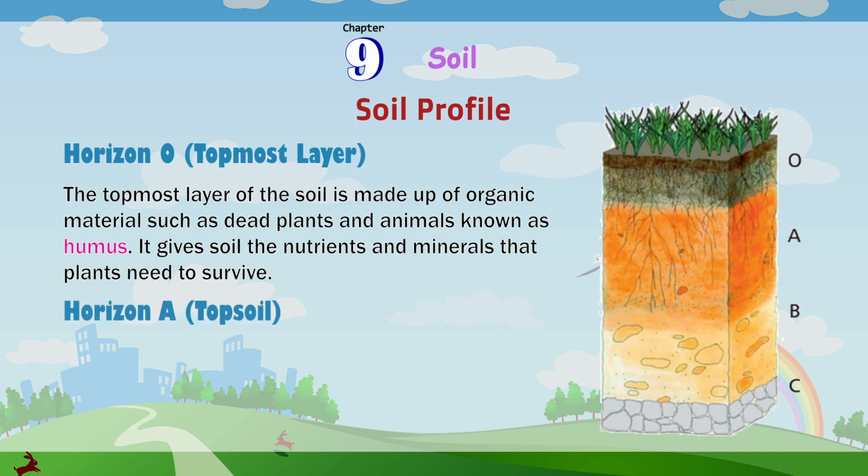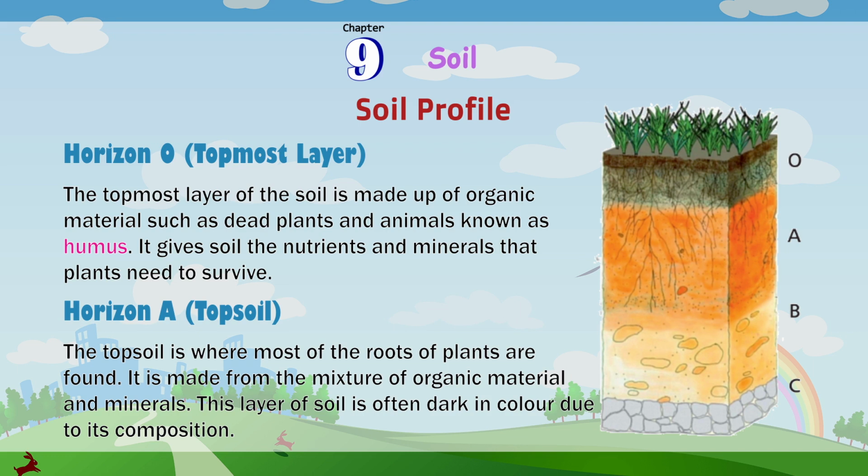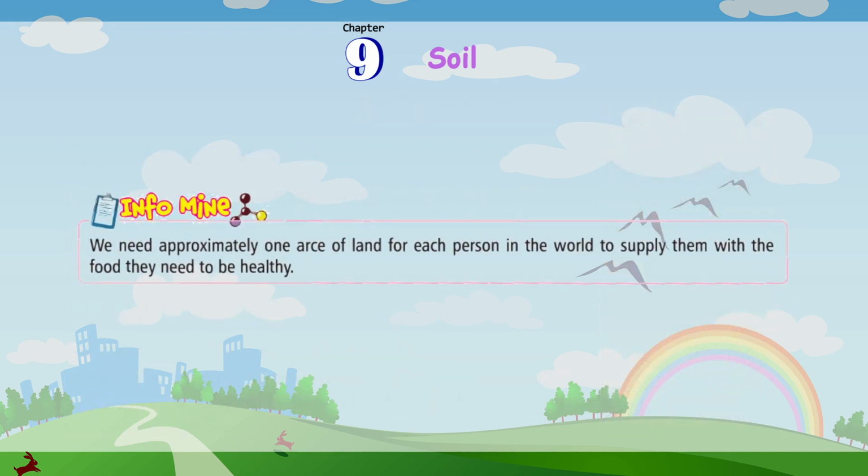Horizon A, topsoil. The topsoil is where most of the roots of plants are found. It is made from the mixture of organic material and minerals. This layer of soil is often dark in color due to its composition. Infomine: We need approximately 1 acre of land for each person in the world to supply them with the food they need to be healthy.